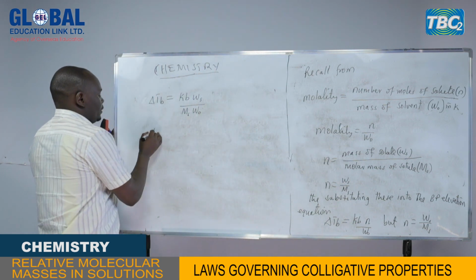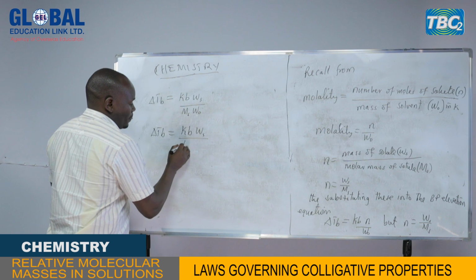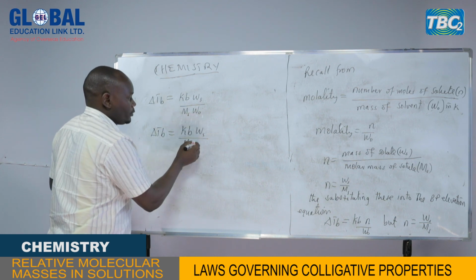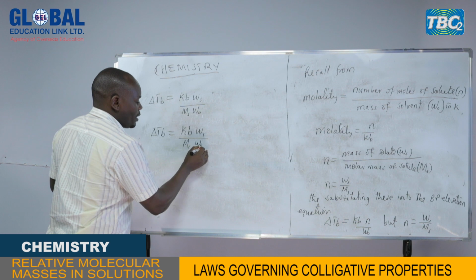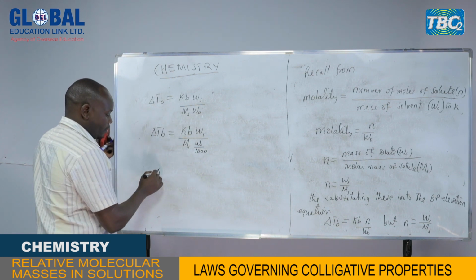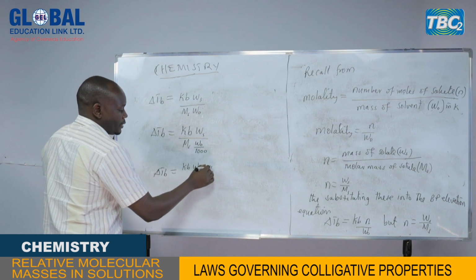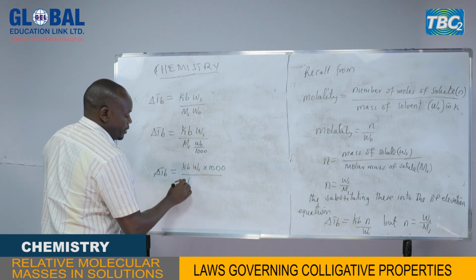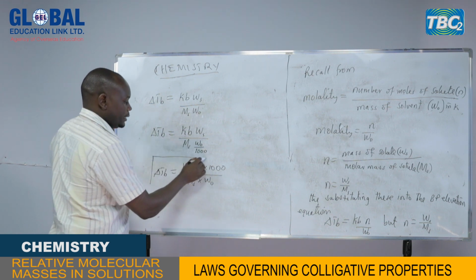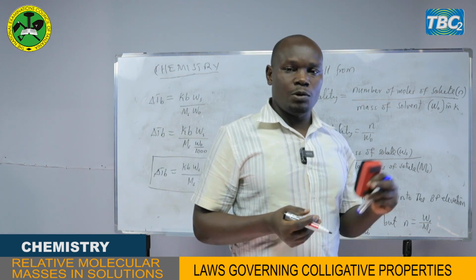So now our equation, change in TB, will be equal to Kb, then Ws over Ms. But this W naught is the mass of solvent in kilograms. So to change it into kilogram, we divide it by 1,000. So our equation now of change in TB will be equal to Kb, Ws, times 1,000, then divided by Ms times W naught. So this is now our equation that guides us in determination of the boiling point elevation of the solution.